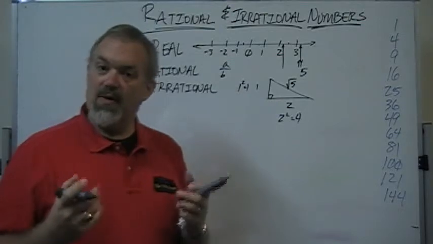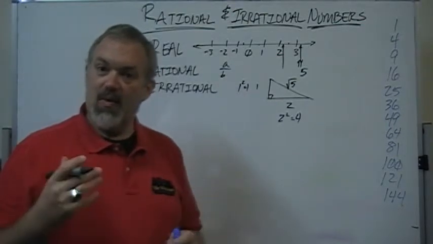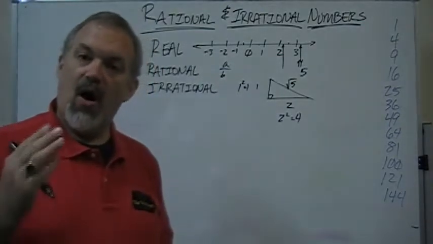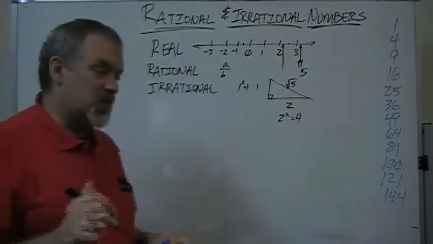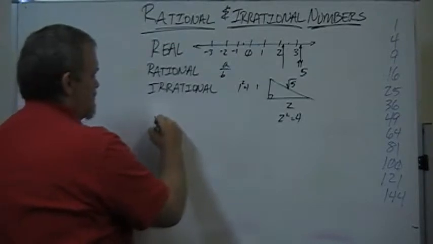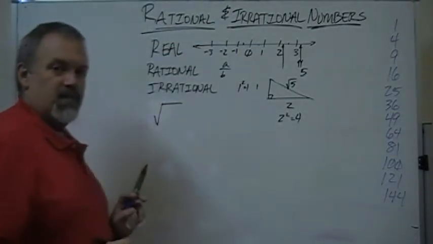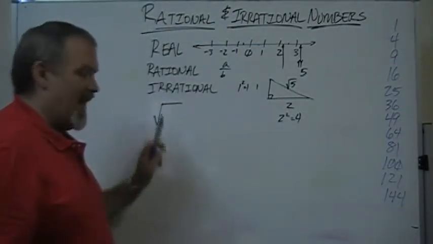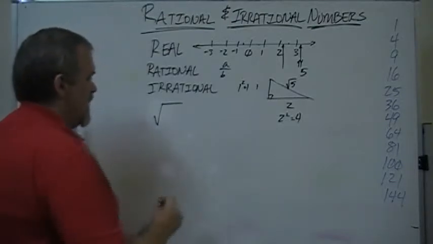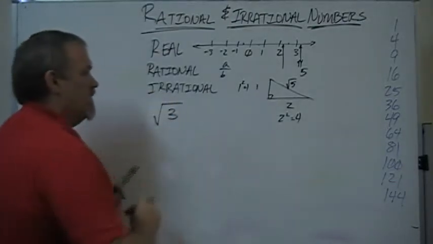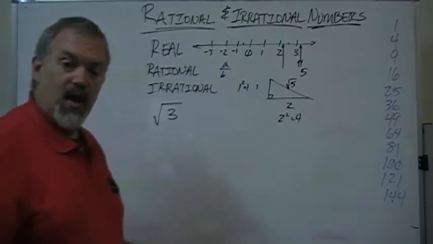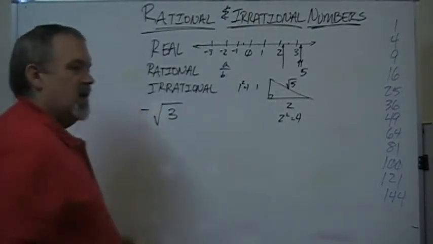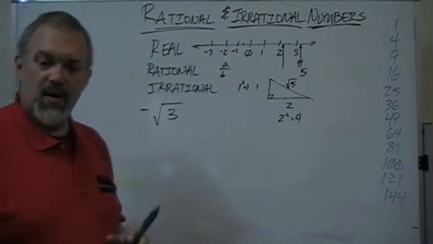There are quite a few others that are standard in mathematics, but the ones that we see the most often are what we call surds. And surds, or radicals, are numbers that have the square root sign over them. Okay? This is also called a radical. It's the square root sign, and let's say, for example, the square root of 3. That's an example of a surd. Okay? Even if we put a minus in front of it, it's still an irrational number.